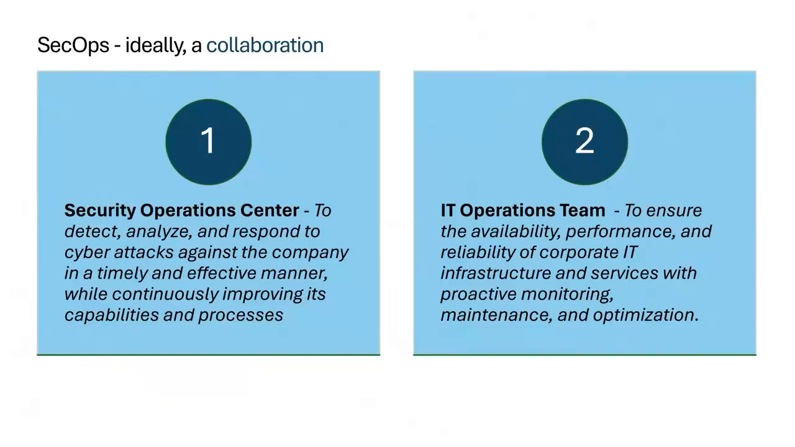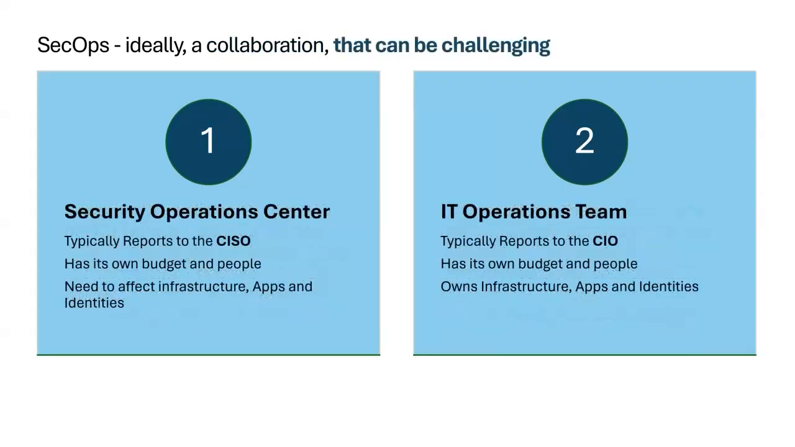Now, SecOps itself is ideally a collaboration between what has traditionally grown out of two different teams. One is the security operations team, which is really about protection, and the other is the IT operations team, which is about availability and performance and reliability. Now, these two teams have to work together, but it can often be challenging. As we've matured our world, these teams, having grown from separate places, are growing closer and closer together. But they typically have grown from a place of reporting to different leaders, having different budgets, and having different responsibilities.